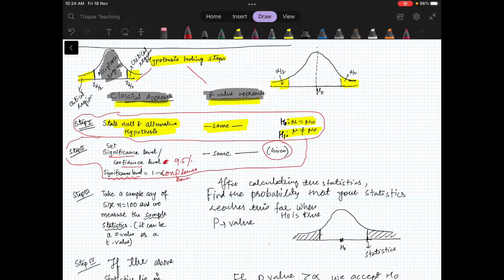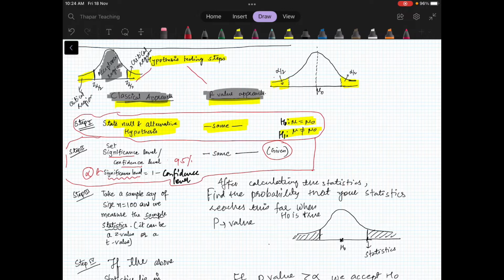So, let me write down clearly: significance level will be 1 minus confidence level. We were talking about confidence levels like 95%, 99%. Significance level will be denoted by alpha. This will be given. So step 2 is also clear, nothing much to do till now, just state your null and alternative hypothesis.